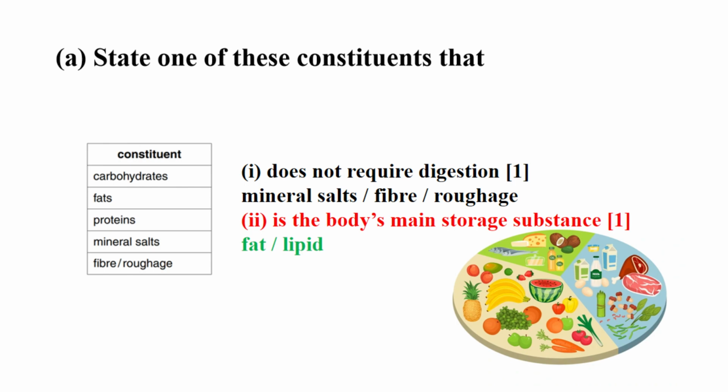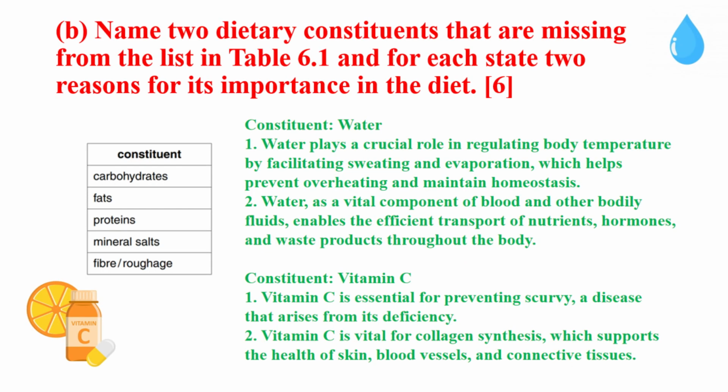In Part A, Part 2, state one of these constituents that is the body's main storage substance. The body's main storage substance is fat or lipid, choose one, which stores energy efficiently. In Part B, name 2 dietary constituents that are missing from the list in Table 6.1 and for each state 2 reasons for its importance in the diet. 2 essential dietary constituents missing from the list are water.